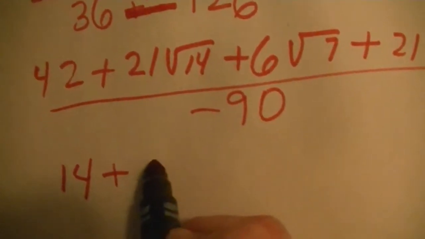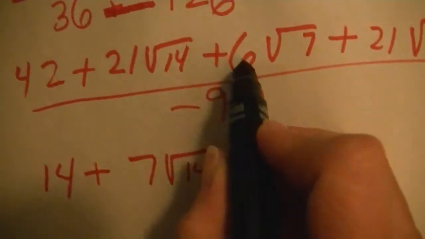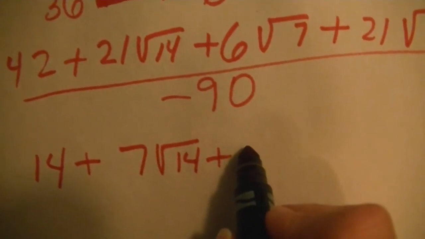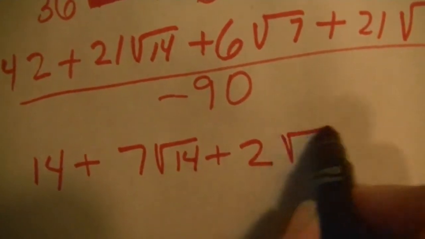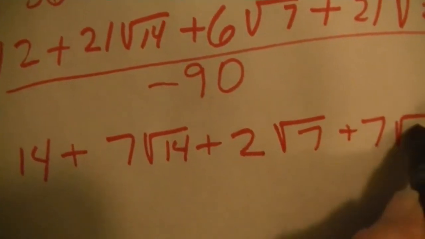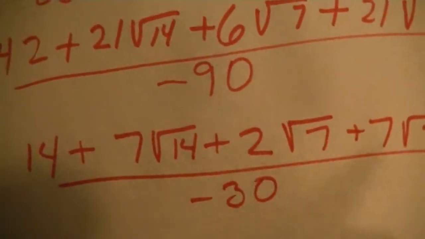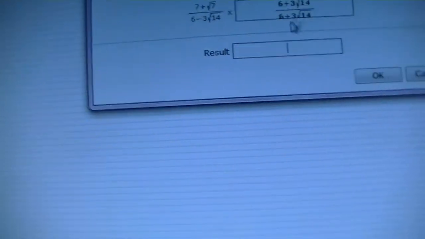3 goes into 21 7 times. Keep that square root of 14 there. 3 goes into there 3 times. No, 2 times. 3 goes into 21 7 times. And 3 goes into negative 90, negative 30 times. Okay, so now I'm going to input this up here.